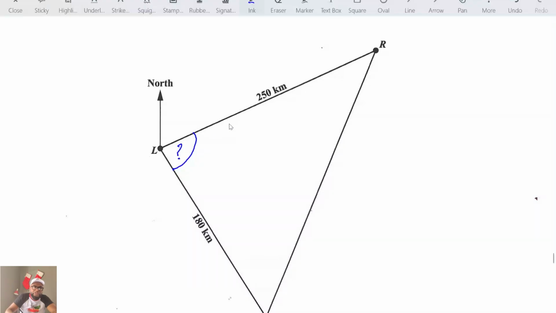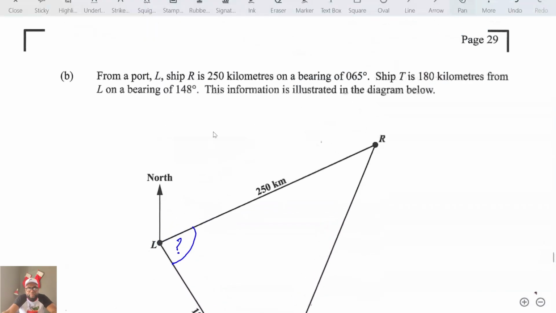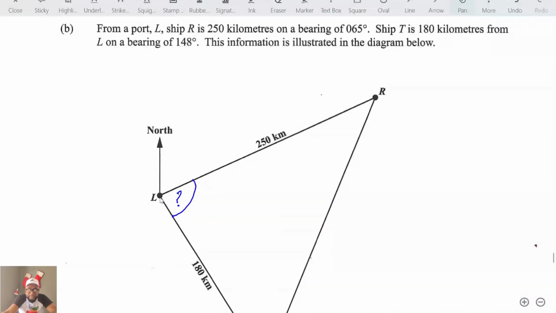Okay? So let me put in what we know, what they gave us above. They said from the port L, so you're coming from L, R is 250 kilometers on a bearing of 65. So we know that here would be 65 degrees. That's what we know, right? Wherever you're coming from is where your bearing will be located. You're coming from port L, you're heading to R, so the bearing here will be 065, which will be written as 65 degrees for this angle here.